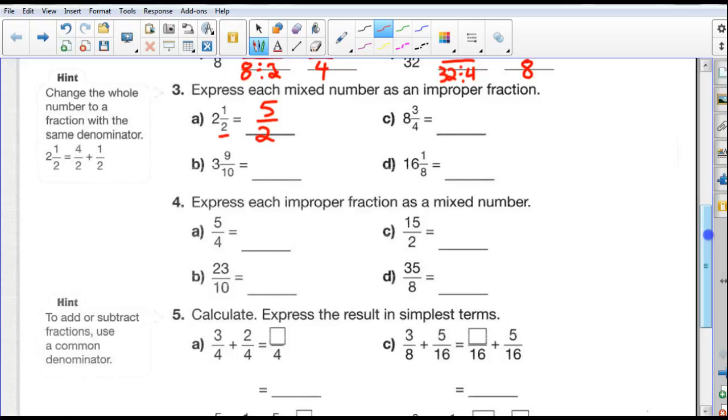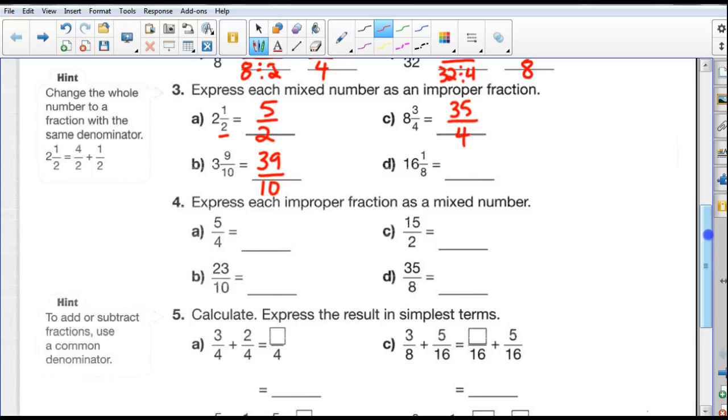We have 3 and 9/10. So we take the denominator 10, multiply it by 3, which is 30, and we add the number 9, which is 39. And we place it over the denominator 10. So 3 and 9/10 is the same as 39/10. Okay? 8 and 3/4. 4 times 8 is 32, plus 3 is 35. We place it over the denominator, which is 4.